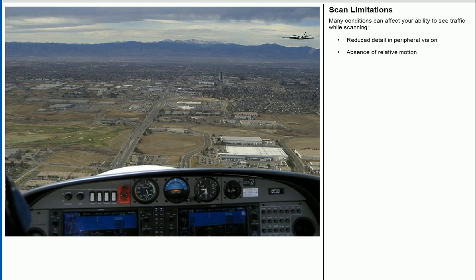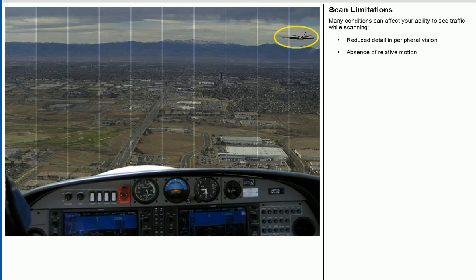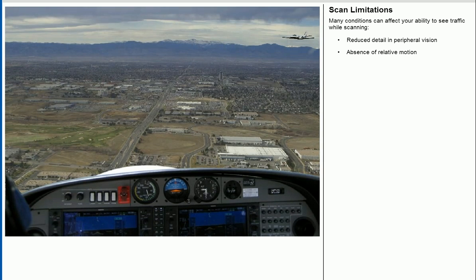An airplane on a converging course doesn't have any relative motion unless there's a significant speed difference, so it might not catch your attention. When you're scanning for traffic, be especially alert for any aircraft that shows no movement, because this indicates that it's most likely on a collision course with your airplane. If the other aircraft shows no lateral or vertical motion, but is increasing in size, take immediate evasive action.